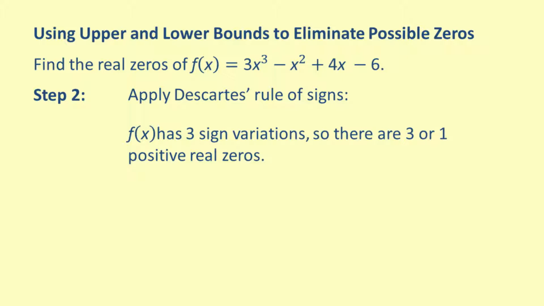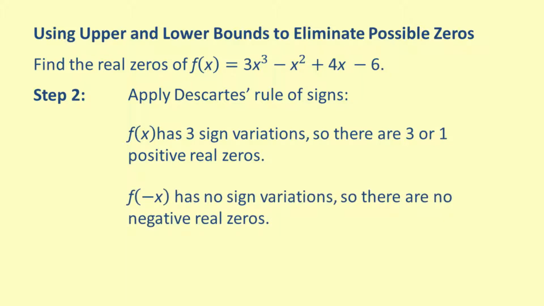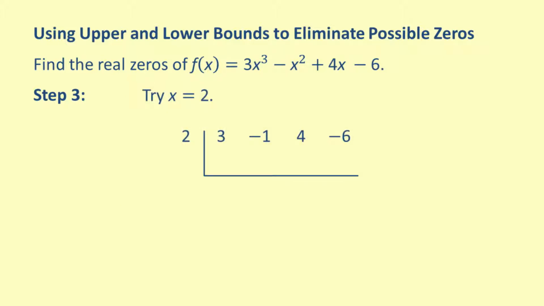The second part of Descartes' rule of signs states that the number of negative real zeros of the polynomial is either equal to the number of sign variations of f of negative x or less than that number by an even integer. In this case, substituting negative x for x into the polynomial yields no sign variations, so there are no negative real zeros. Since there are no negative real zeros, let's try substituting in a possible positive real zero.